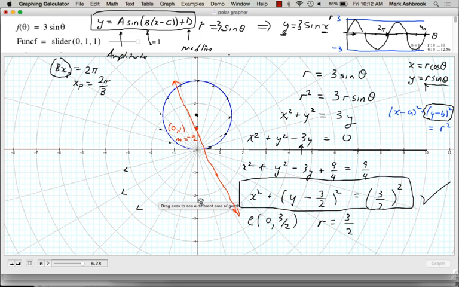So circles lend themselves well to polar coordinates because it's based on angles and distance from the pole. But lines are not really convenient in polar coordinates. So what is the equation of this line?